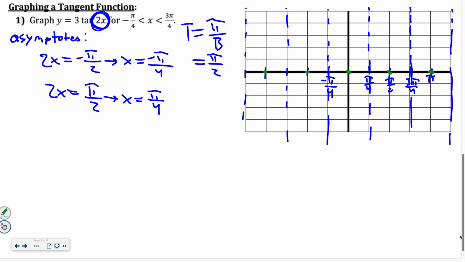So if it had just been tan of 2x, I would have had a point here and a point here. But since it's 3 tan of 2x, where do you think they're going to be? 3. Yeah. So this point right here and this point right here. And again, they're not perfectly on the grid lines, so go ahead and label, that's negative pi over 8, negative 3, this is pi over 8.